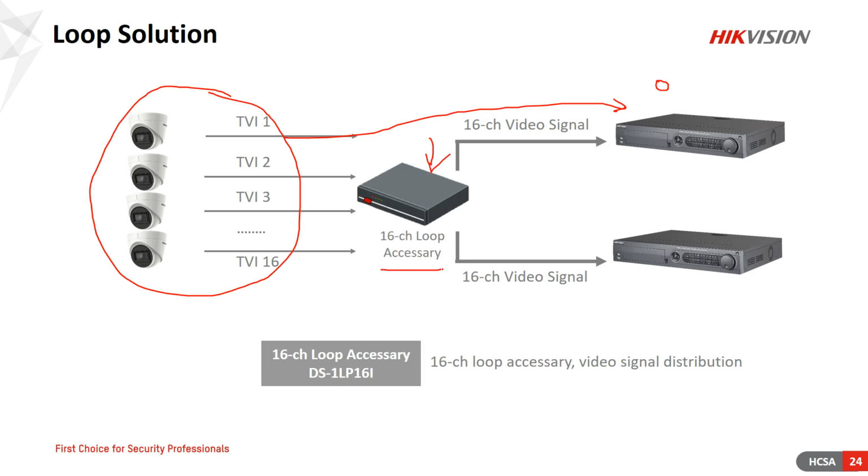For this kind of distributor, it is going to receive 16 channels of analog signal, and it is going to output 32 channels to different DVRs. This is what we call the video signal distribution.